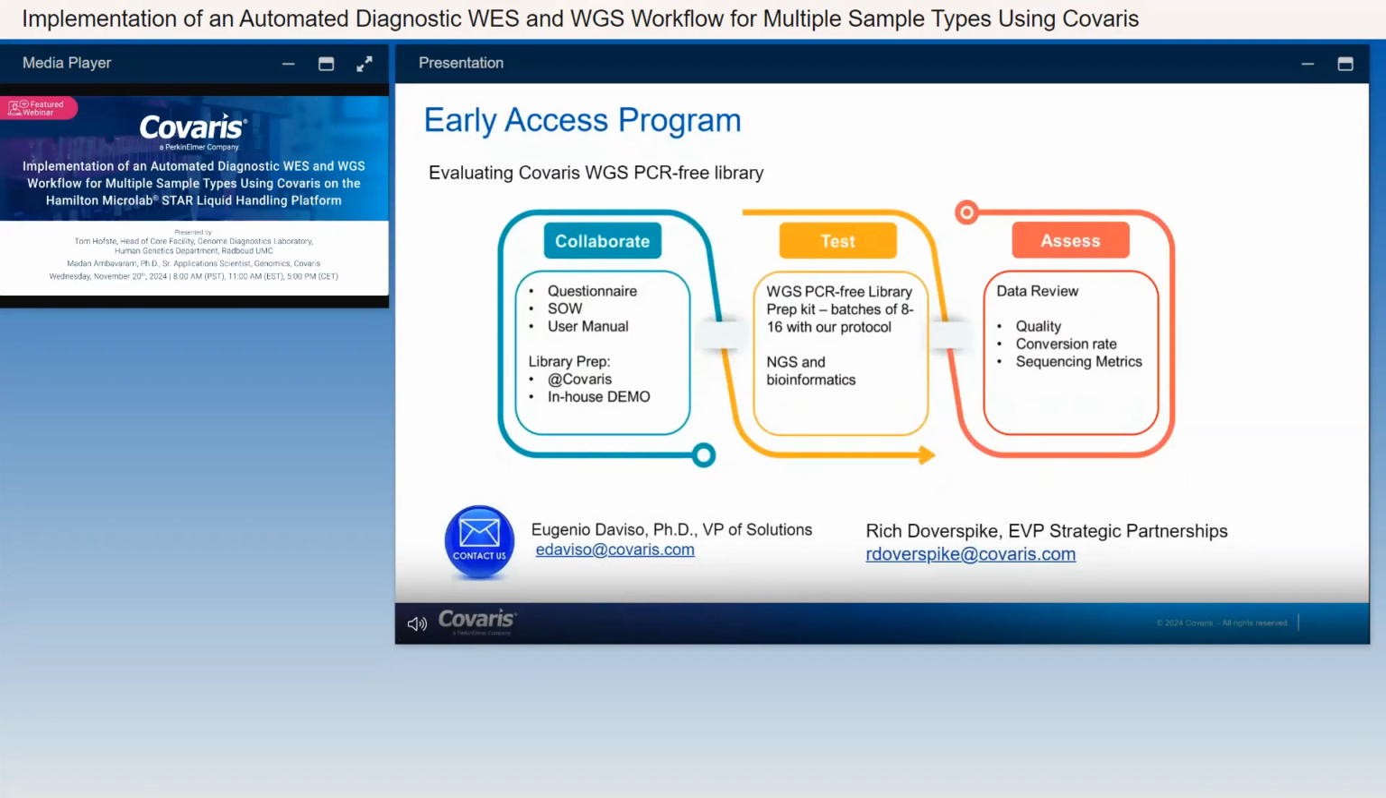Speaking about the early access program, Covaris is excited to offer an early access evaluation for the TrueCover whole genome sequencing library prep kit. We welcome collaboration and are fully prepared to provide comprehensive support. If interested, please reach out to schedule a discussion with Eugenio Deviso, the Vice President of Solutions, and also Rich Doverspike, Executive Vice President for Strategic Partnership.